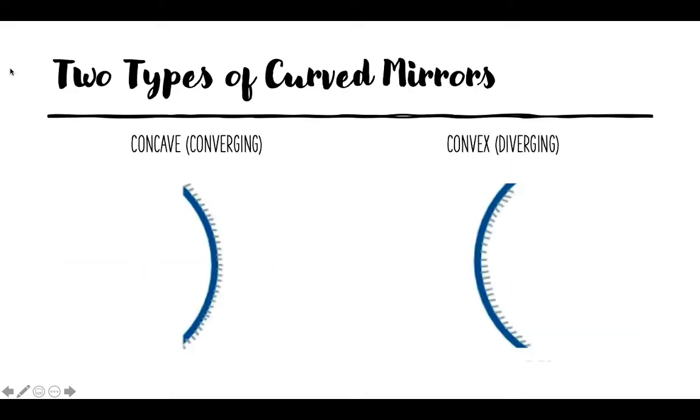For curved mirrors, there are two types of curved mirrors. There are concave mirrors, or converging mirrors, and convex mirrors, or diverging mirrors. So those are our two types of mirrors. Just like we did for plane mirrors, I'm going to be showing you how to draw images for both of these types of mirrors.